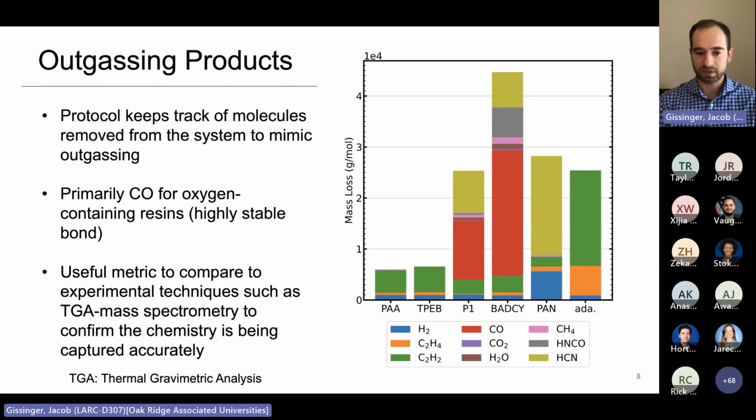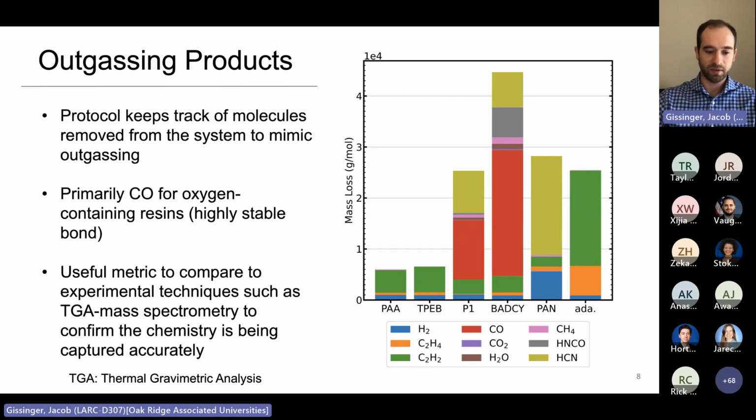There were a couple of disparities, though. For example, we are overpredicting the amount of carbon monoxide versus carbon dioxide that's released from these types of materials. That can be attributed to the fact that we're removing the carbon monoxide too quickly before it can wander around, find another oxygen atom, and react to form carbon dioxide. That's an inherent time scale limitation of simulation, but overall a good sign that we are getting the chemistry right.